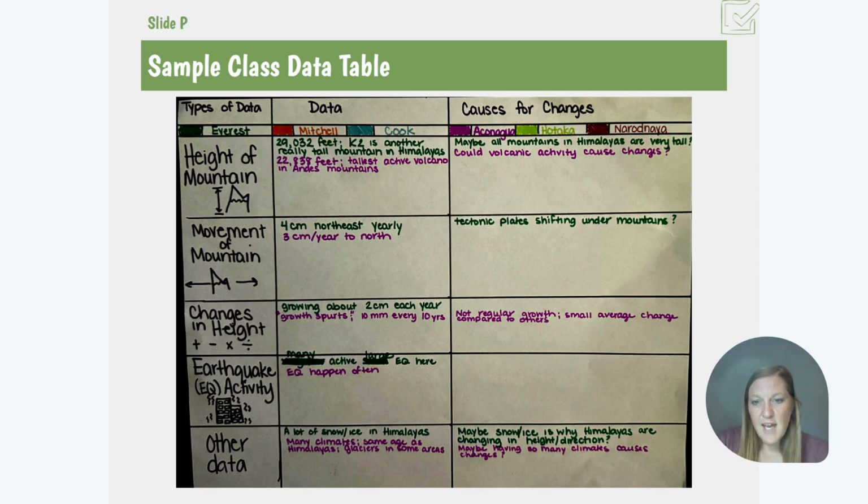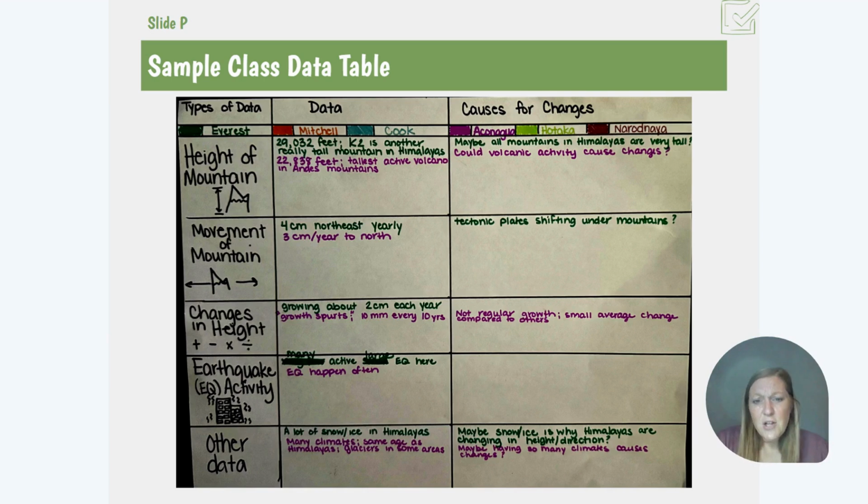If you're looking at your data table compared to ours, maybe place a little check mark next to information that both you and this class added to your list. So this class added that Mount Aconcagua is 22,838 feet tall. It has the tallest active volcano in the Andes Mountains. It moves 2 centimeters per year to the north, and it seems to be experiencing something they call growth spurts, which means that it's growing 10 millimeters every 10 years.